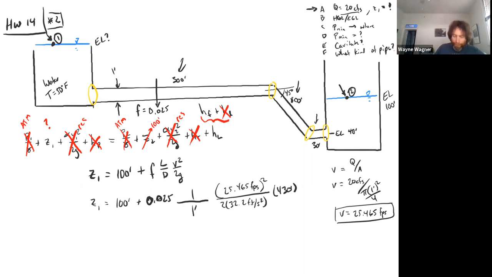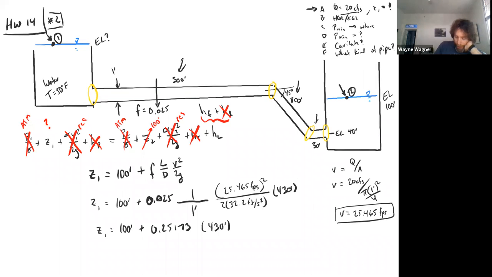All right. So I'm going to go ahead and solve this. Z1 is 100 feet plus, and I'm going to explain real quick in a second why I split that out. You don't always have to do it. In fact, usually you do not have to, but I do think it's helpful. Divided by 64.4. So I'm going to get 0.25173, and that's going to be times 430 feet.